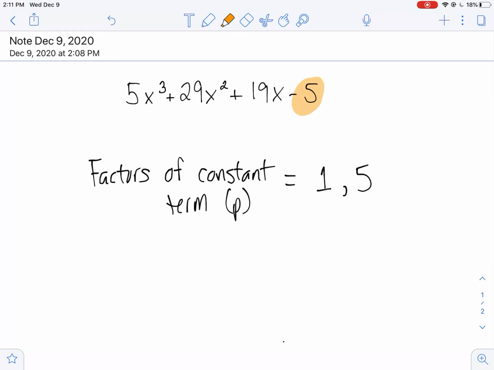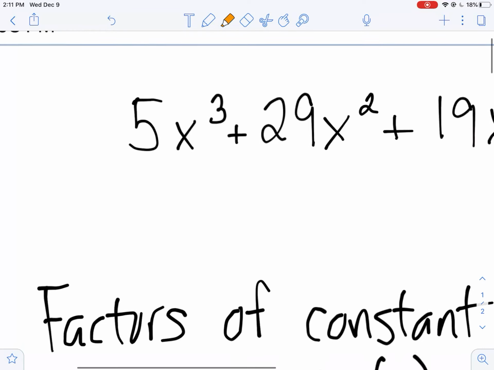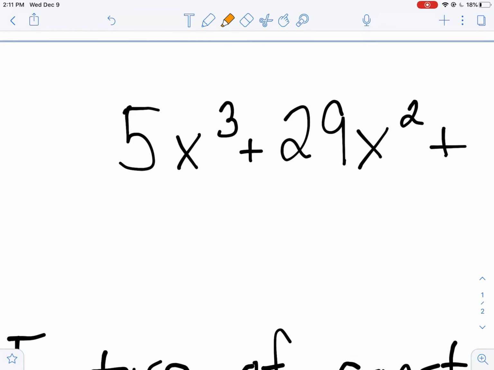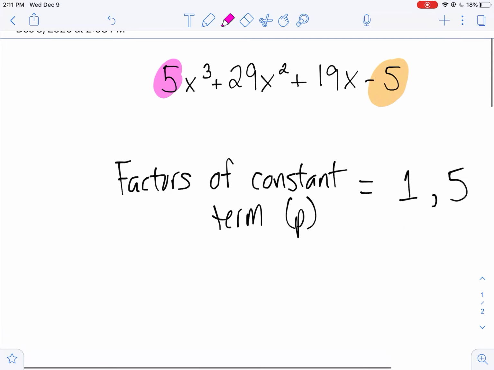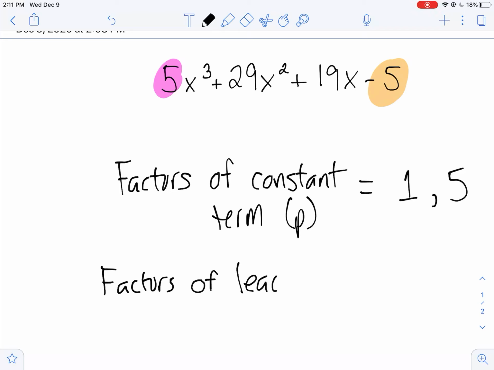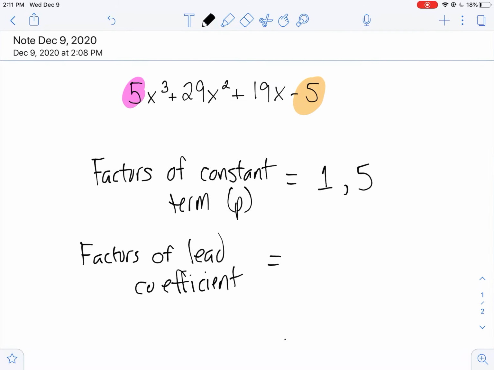Now next, I'm going to go to the coefficient of my highest degree, what we call the lead coefficient. We've been using that before. So my lead coefficient here is 5. I want the factors of my lead coefficient, and again, my factors are 1 and 5.